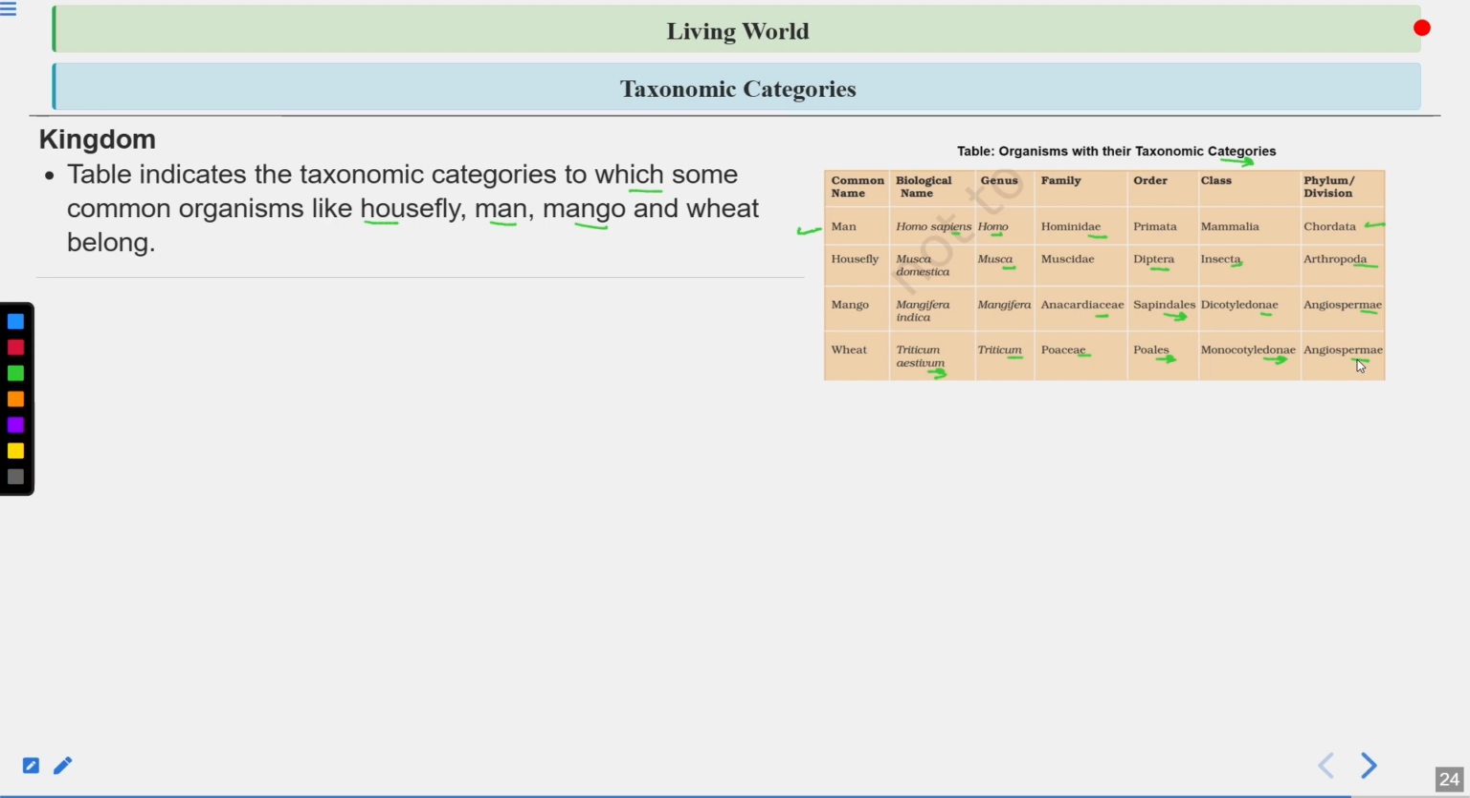Alright. So now you can see what is the scientific name, what is the genus, what is the family. So you should remember some of these. Questions can come from this table also, like what is the genus, or what is the family, or to which order man belongs, or which order the housefly belongs, what is the scientific name of housefly, to which family it belongs, to which phylum it belongs.